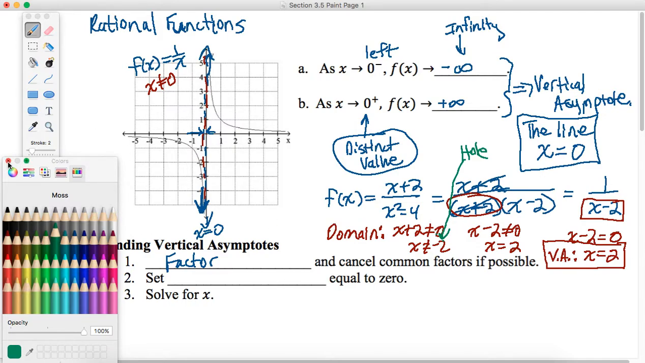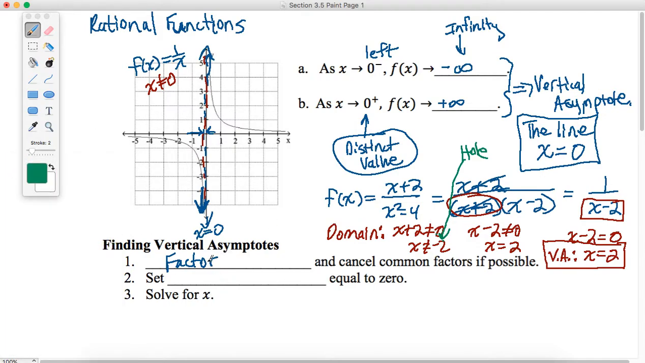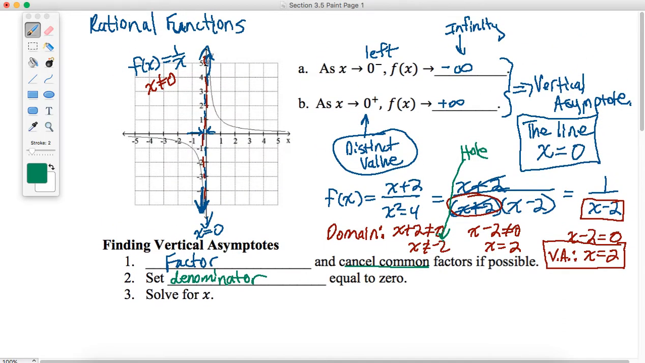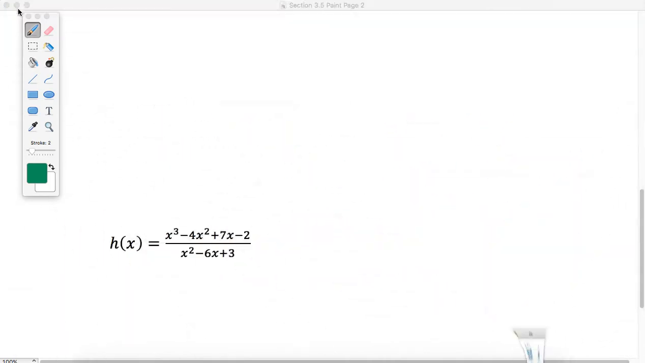And so the process of finding our vertical asymptotes, we're going to factor the numerator and the denominator and cancel our common factors if possible. We're going to set the denominator equal to 0 after we've canceled the common factors, and then we're going to solve for x. That is the process we're going to take to find vertical asymptotes. Let's talk about other graphical features for rational functions.